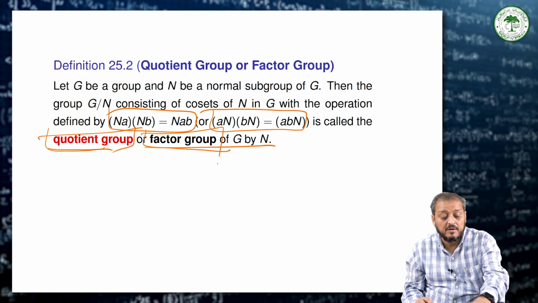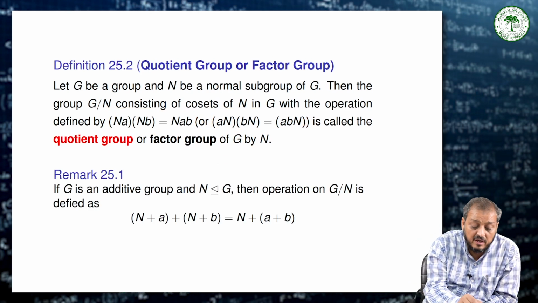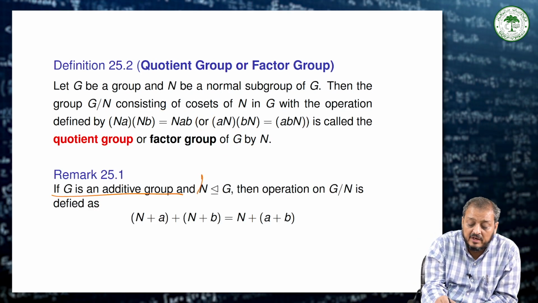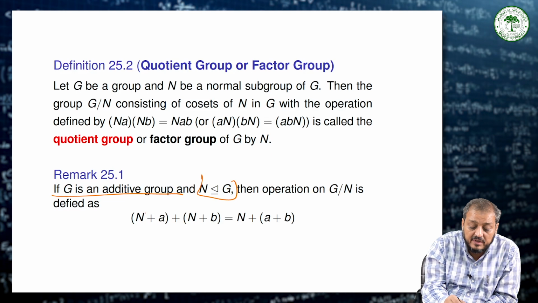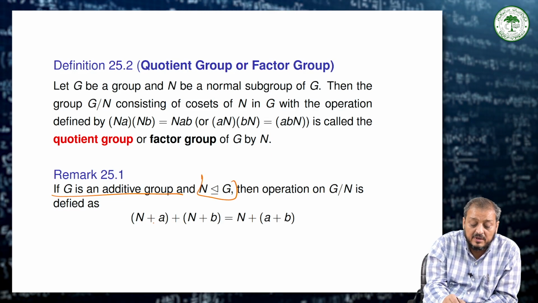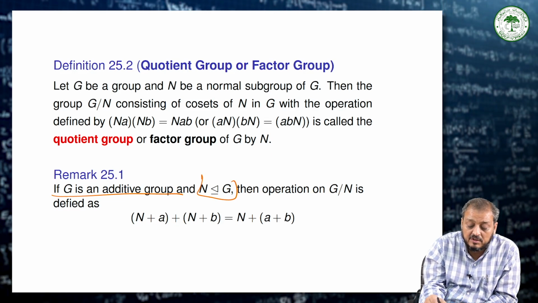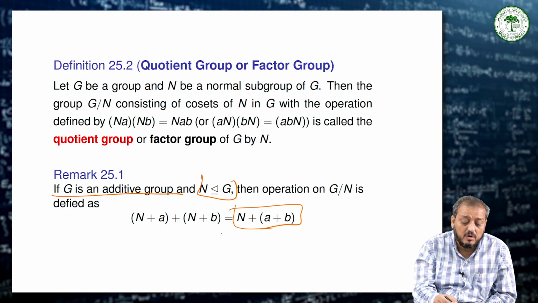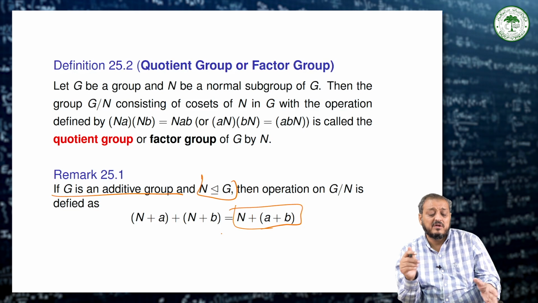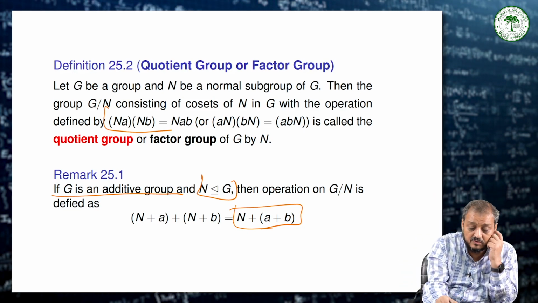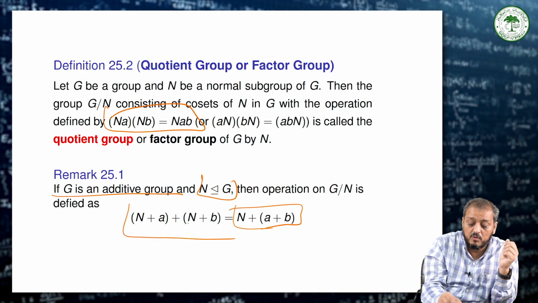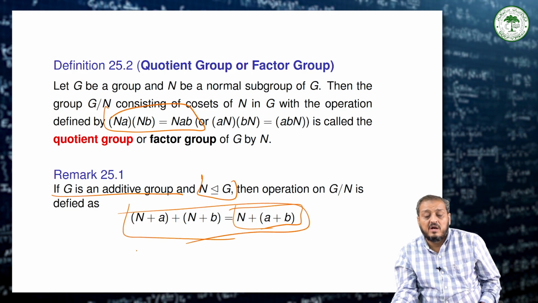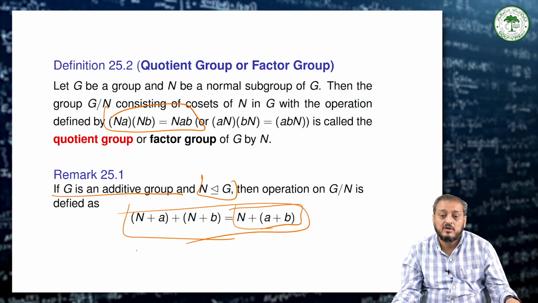Now, if G is an additive group and N is a normal subgroup, then the collection G by N has this form: N plus A plus N plus B is equal to N plus A plus B. So it depends: if you have a multiplicative group, we define it in this form. If we have an additive group, then we define it in this form.